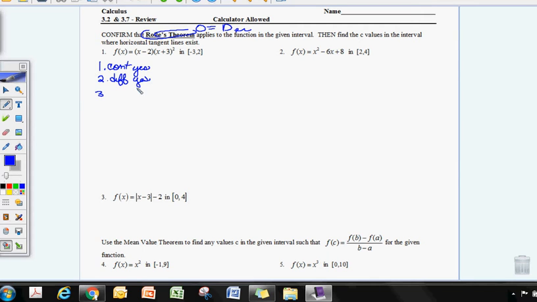So the third thing that you have to do is verify that your f of a is going to equal your f of b. Remember, your a value and your b value are your endpoints. So I need to find f of negative 3. And the really nice part about this is that your f of negative 3 you can do on your calculator, and f of negative 3 turns out to be 0.